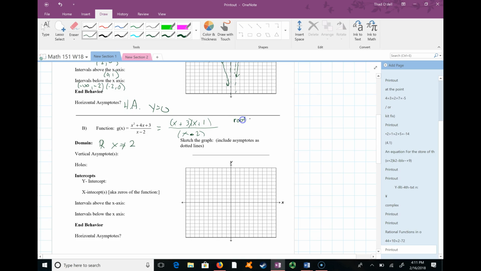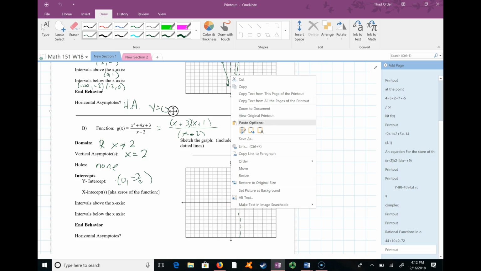We got roots on top are -3 and -1. Roots on the bottom are 2. And since there's no matching roots on top and bottom, that means that bottom root is a vertical asymptote, so that'd be x equals 2, which means that I have a dotted line right here. The holes, there isn't any. None. Y-intercept would be 3 over -2, which would be -3/2.